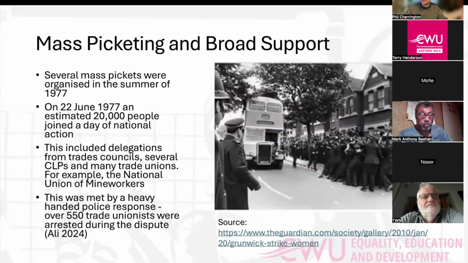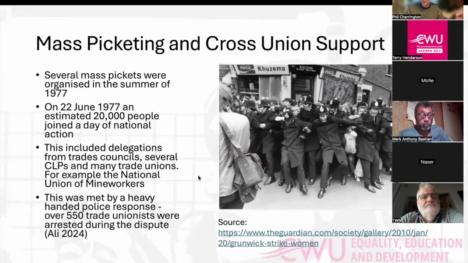However, action continued through 1977. Several mass pickets were organised in the summer of 77. On the 22nd of June, an estimated 20,000 people joined in a day of national action, including delegations from trade councils, many CLPs and trade unions. For example, there was a large delegation from the National Union of Mineworkers. And this was met with a really heavy-handed police response, which we've got a couple of images of here.